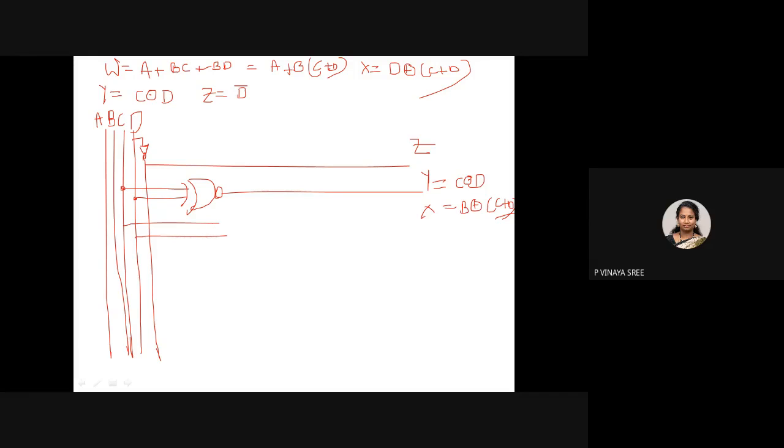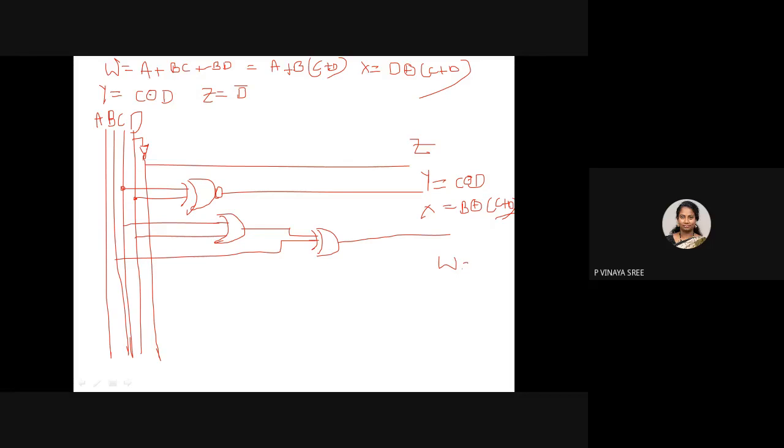Which gate do I have to use? What gate is between C and D? Plus is there, no? So for that, which gate do I have to use? OR gate. Okay. So OR gate. Next, the other one is B. One input is C plus D and the other input is B. Which gate do I have to use between these two? XOR gate. This is your X. X is done. Next is W.